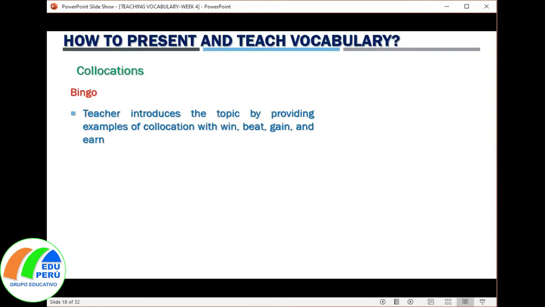Another way is this famous game, no? Bingo. Teacher introduces the topic by providing examples of collocation with win, beat, gain, and earn. So the teacher creates a bingo online, so you can create it manually by hand, or you can use a web page, no, in order to create your bingo cards. Here you have one of these web pages, my free bingo cards website. Then I'm going to show you the web page.